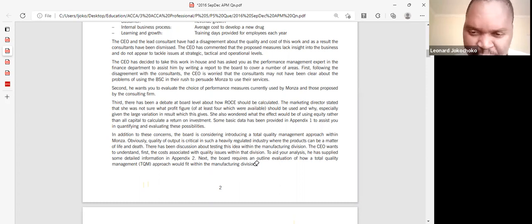Next, the board requires an outline evaluation of how a total quality management (TQM) approach would fit within the manufacturing division.